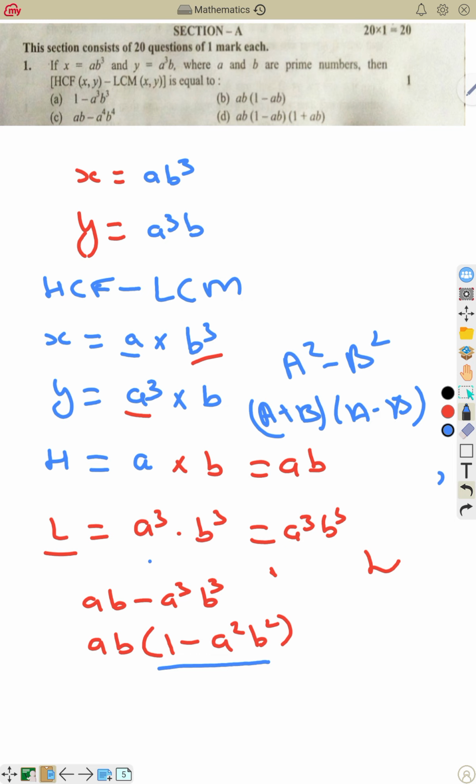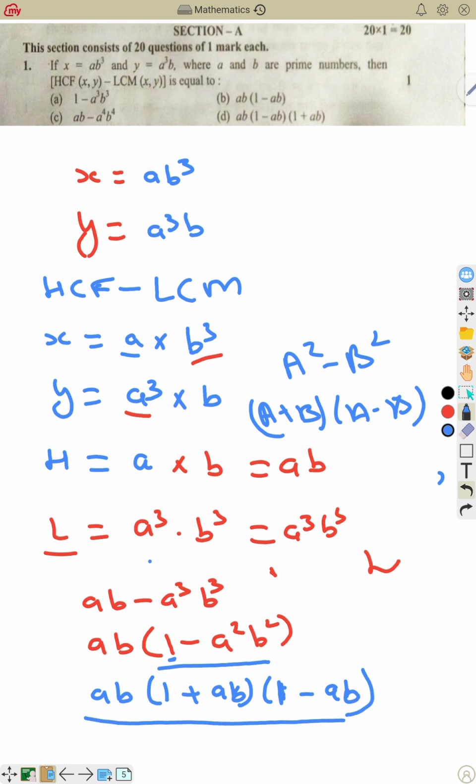So we will do it here also. This ab is just like that, and this is a square b square, that is ab plus 1, and the second is ab minus 1, like that, right? So this is ab plus 1 and this is ab minus 1. So our answer is this, and it is matching with this. D is the answer, right?